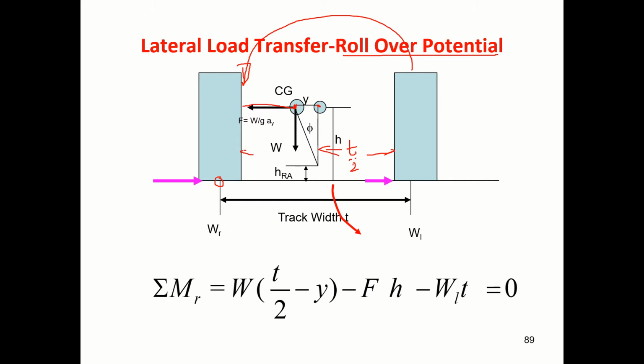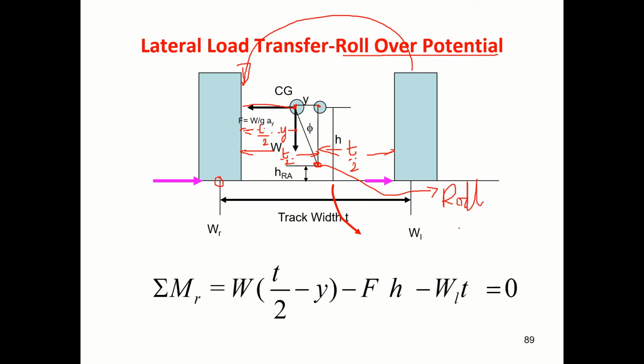Correct? No, this is t by 2. Now because of the change in center of gravity position, this length will become now t by 2 minus this y. Correct? Y can be determined from here. H is the height of center of gravity. This point we call it as a roll center.